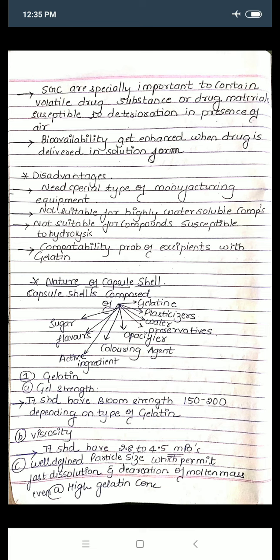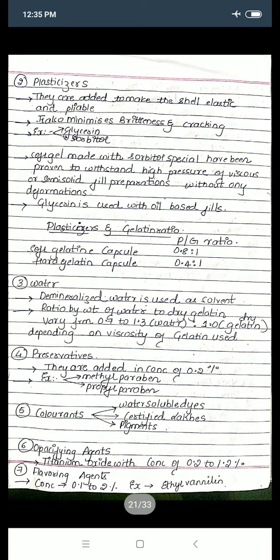So the third ingredient is water. Demineralized water is used as a solvent, and the ratio by weight of water to dry gelatin varies from 0.7 to 1.3 is to 1, that is gelatin, depending on the viscosity of the gelatin used.